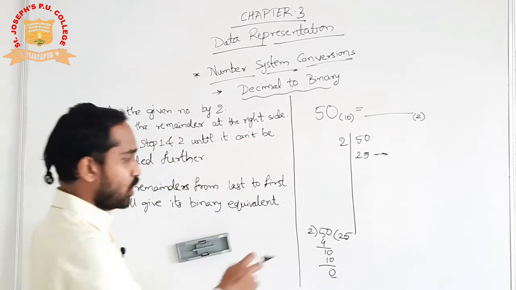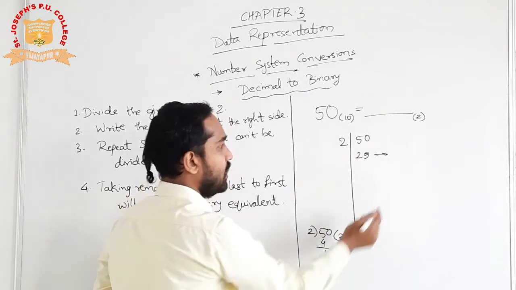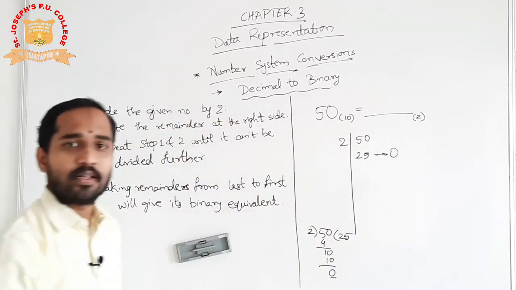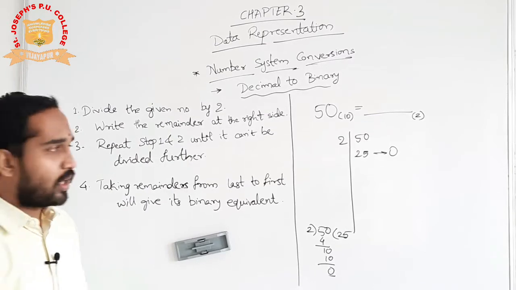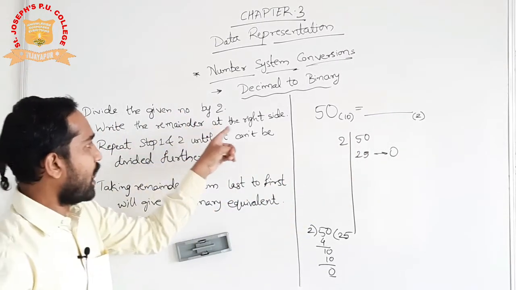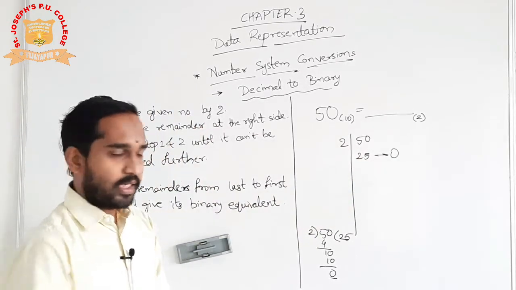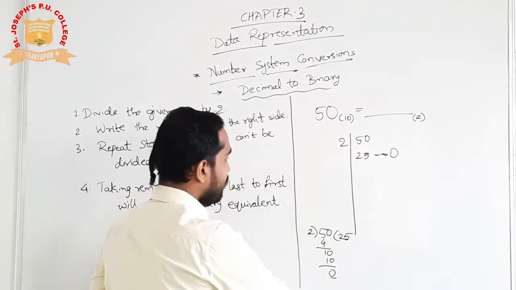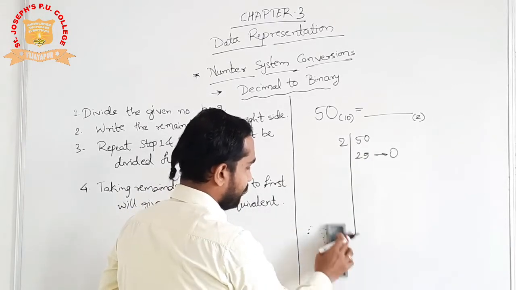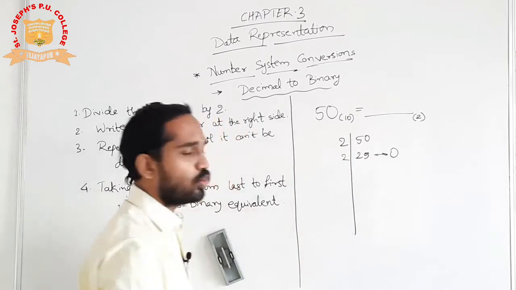Am I right? So 25 is the quotient that we have to write, and 0 is the remainder that we have to note down. At the right side, it is said, see here, write the remainder at the right side. So at the right side, you have written the remainder and quotient is here. Then what? Then repeat this step. Repeat this step means again divide this number by 2 now.